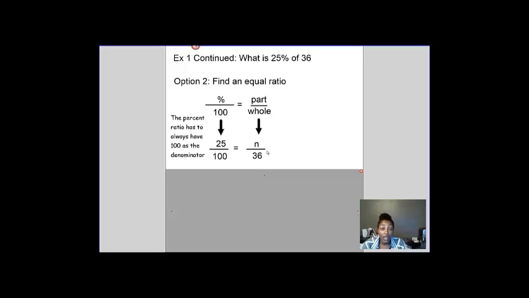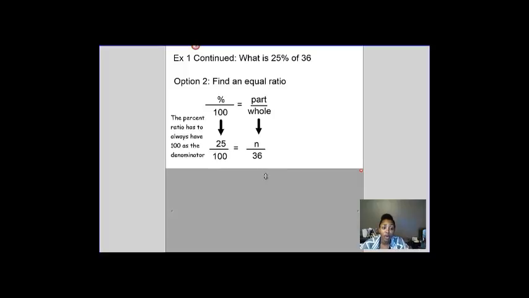And I have to be thinking, again, what is 36? We said 36 is the whole thing, and what we're looking for is the part of it. So 36 will go at the bottom because it's the whole, and the part that I'm missing is n. So I'm going to put the n there for the part.